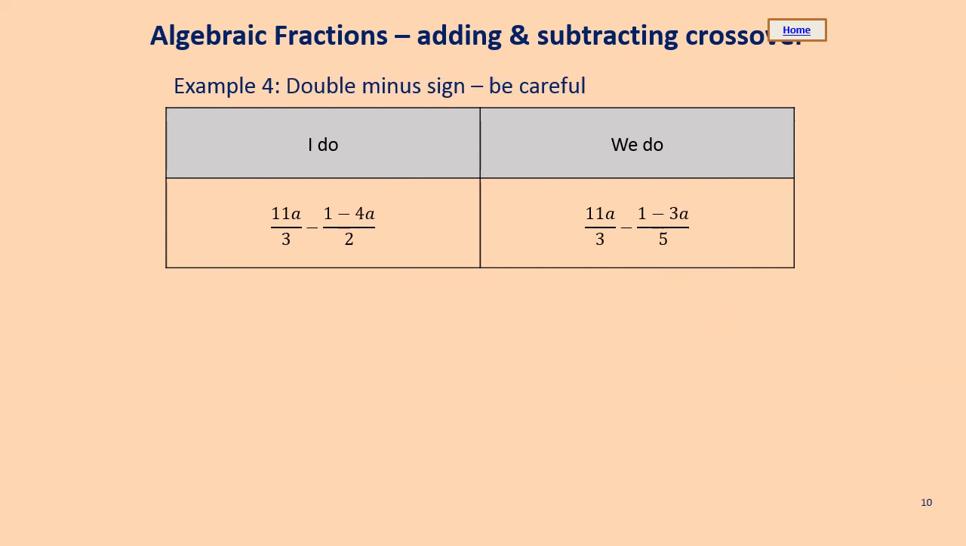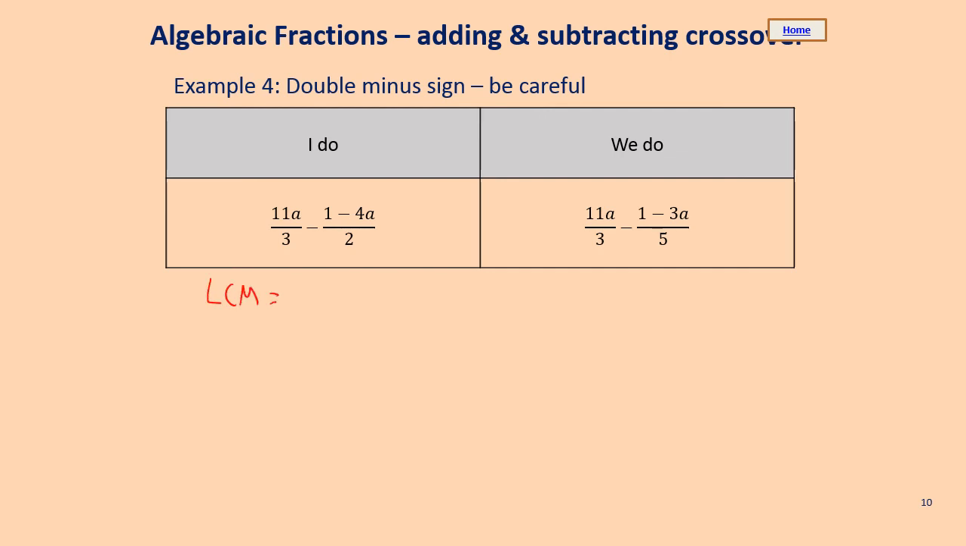Okay, last example, and I've put in the reminder double minus sign here, be careful. So we've got this fraction here, 11a over 3 minus this fraction here, 1 minus 4a over 2. First thing you should notice, uncommon denominators. So we need to get it to a common denominator so we can subtract it.